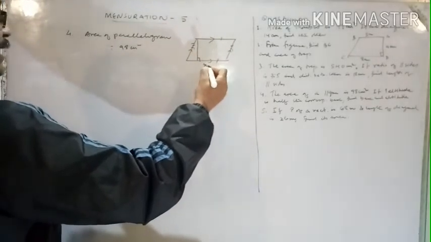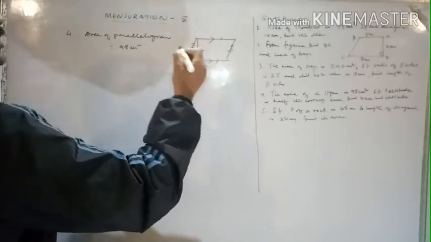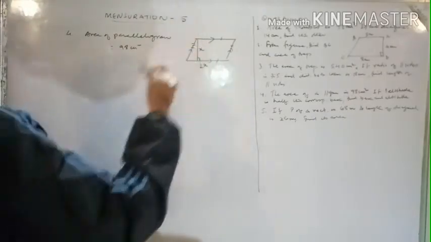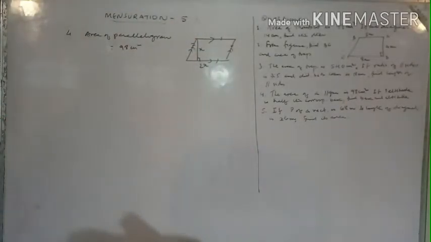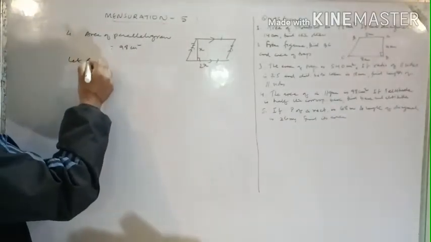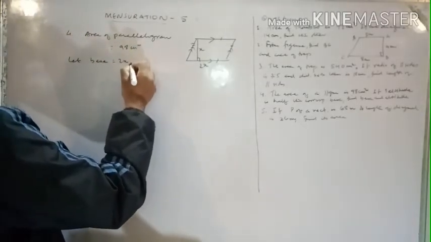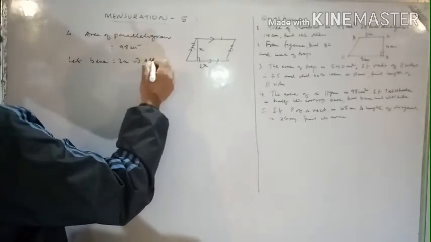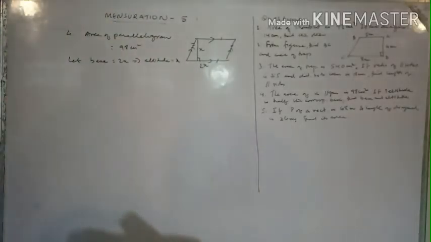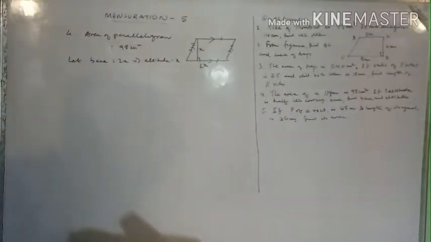So if you suppose base x, then this will be x by 2, or if you suppose x, then it will be 2x, because this is half of the base. So if the base is 2x, then the altitude will be half of 2x, that will be x. So you write, let base equal to 2x, which implies altitude equal to x according to the question, because altitude is half of the base. If base is 2x, altitude is half of 2x, that is x.